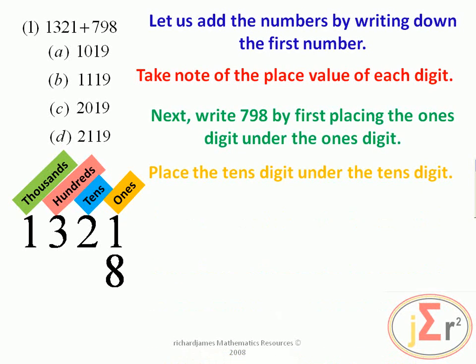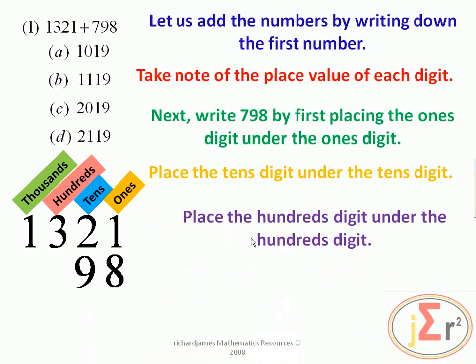Place the tens digit under the tens digit. Jerry said that we should place this 9 because this is the tens digit, so we place that tens digit right below the 2. And finally, place the hundreds digit under the hundreds digit. And what is the hundreds digit in this particular case? Right, it is 7, because it's the only one that we have left. We have the ones, the tens, and the next place value will be the hundreds.